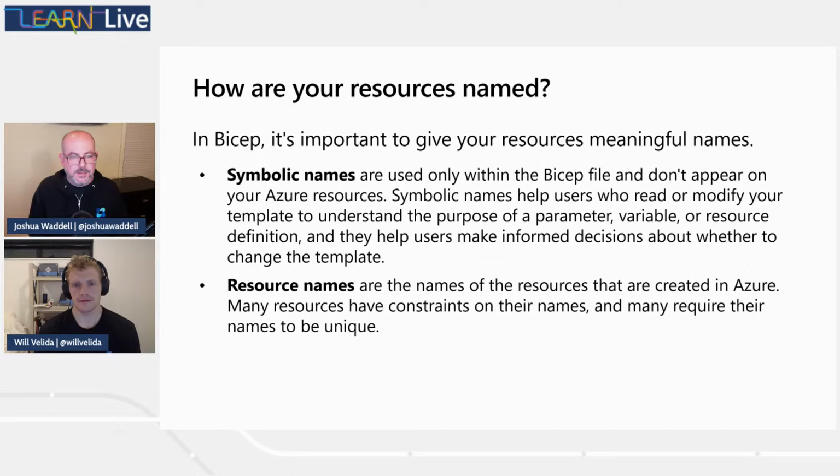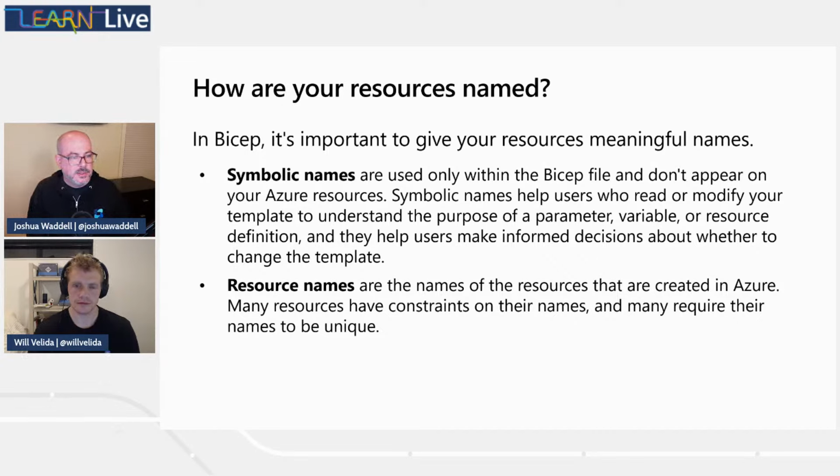Different resources have different constraints on their names. Certain ones have to be globally unique in terms of DNS. Some can only have a certain number of characters. We mentioned it before: storage accounts can only have 24 characters in their name. So those are the resource names. And there's a lot of guidance out there on the appropriate naming convention for resources. You can review this in the Cloud Adoption Framework on how we suggest that you name your resources.